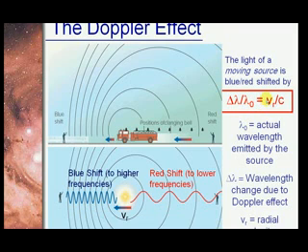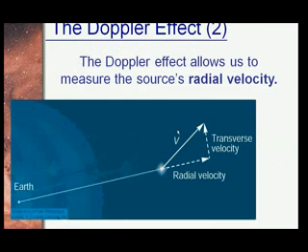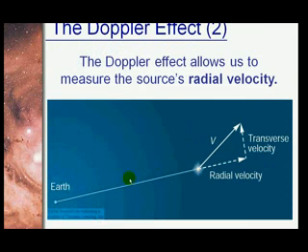Okay. So what's the radial velocity? When a star is moving away from the Earth, this is the radial velocity. But the velocity is not always radial, because the star can be moving not just in the radial direction of the Earth.